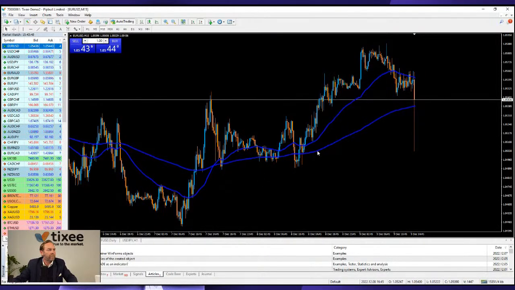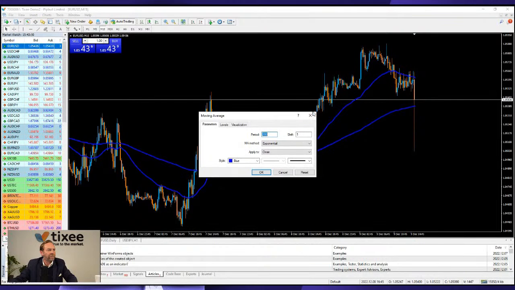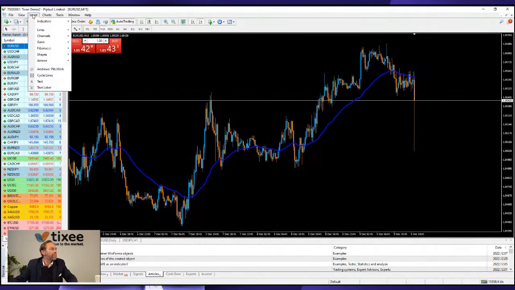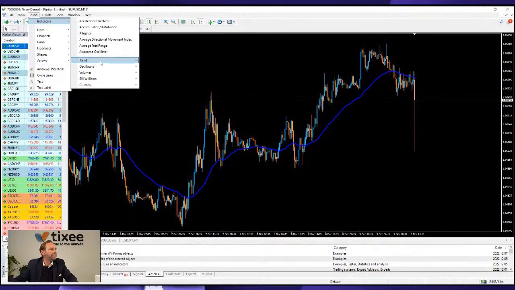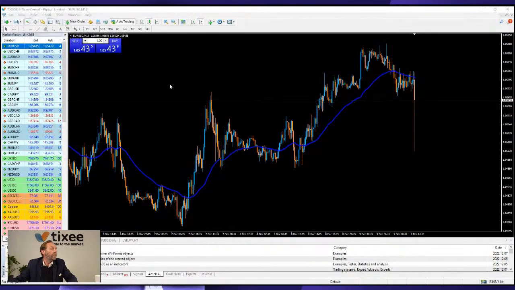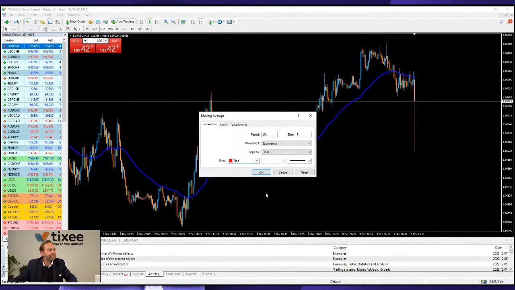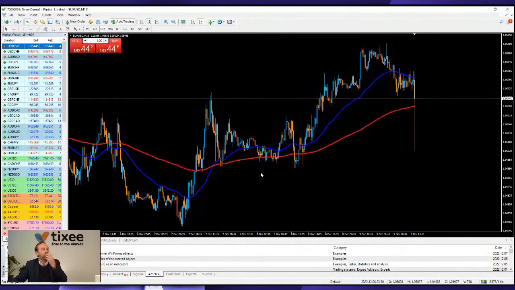Oh, I forgot to change the color. That's not going to help, is it? Let's try that again. There we go. Delete. Let's try this again. Let's put a 200-day in. Let's make it a nice, pretty red color. Right. Okay. So there's our 200.